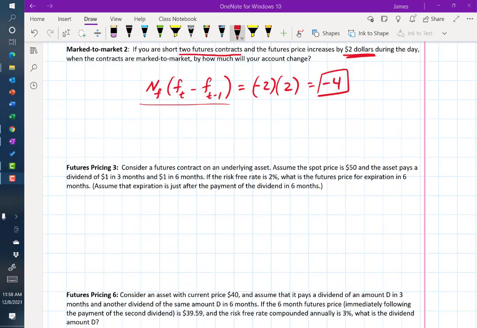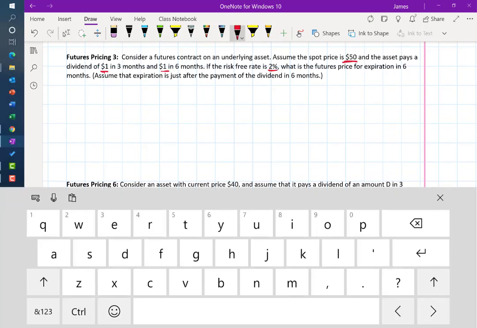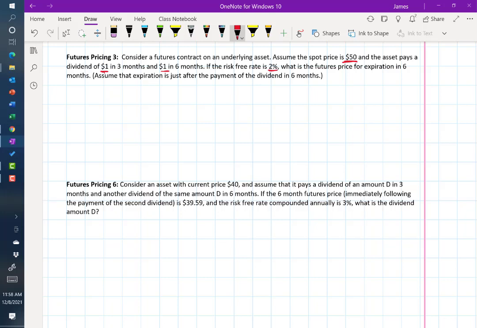Let's move on to pricing of futures. Consider a futures contract on an underlying asset. Assume the spot price is $50 and the asset pays a dividend of $1 in 3 months and $1 in 6 months. The risk-free rate is 2%. What is the futures price for expiration in 6 months? Assume that expiration is just after the payment of the dividend in 6 months. Okay, so here it's pricing a futures contract on an underlying that pays a dividend.